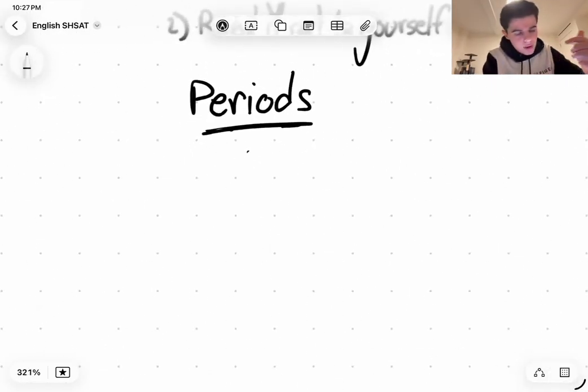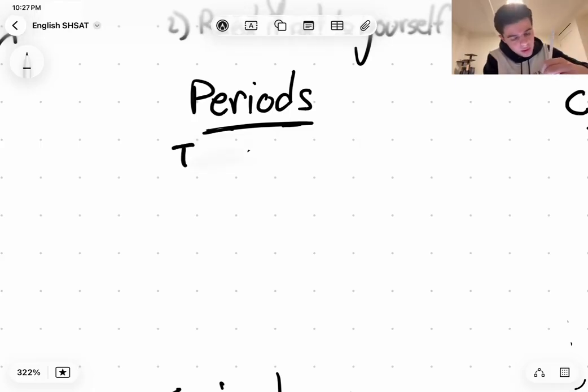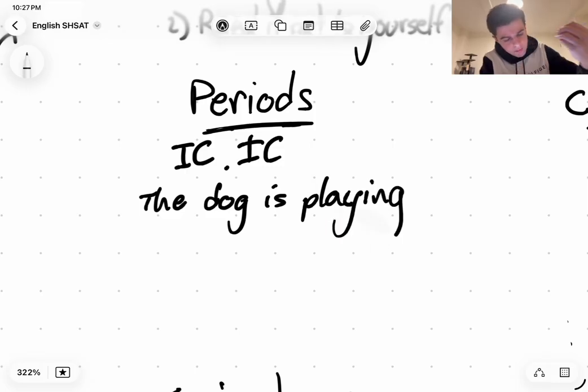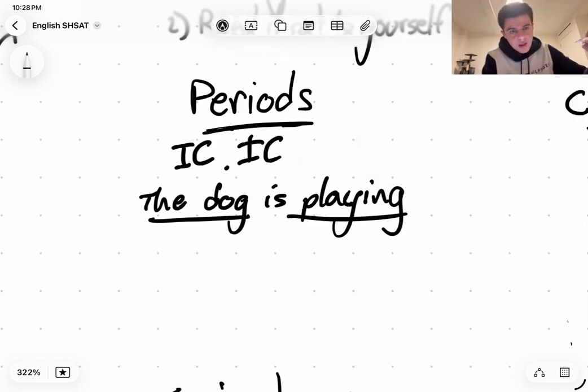So firstly, we have periods, and these are used to combine two independent clauses, right? So if I say the dog is playing, right? Here I have the subject, which is the dog, and I have an action, like a verb, right? Playing. And so we have an independent clause here, right? The dog is playing can stand on its own. If I tell you the dog is playing, you'll understand that, right?